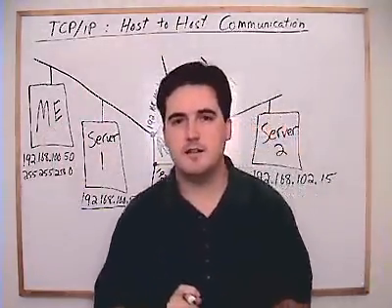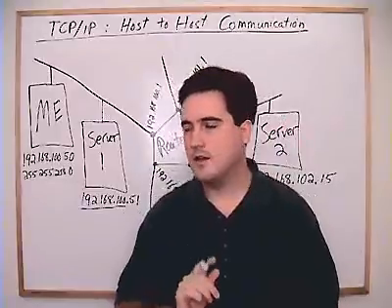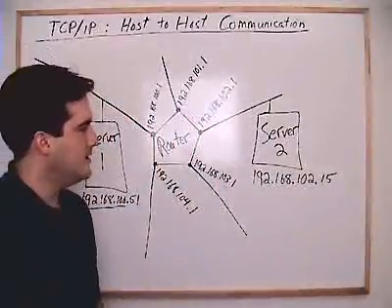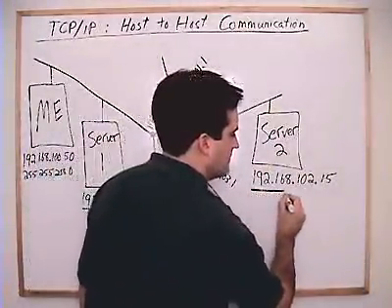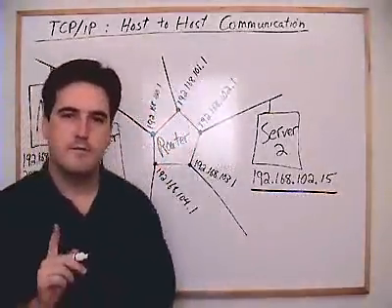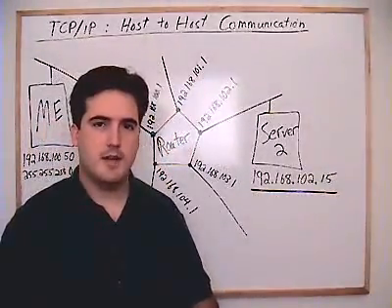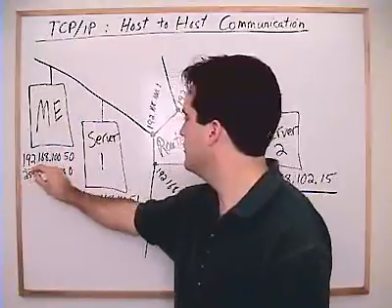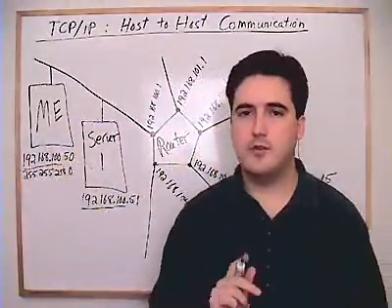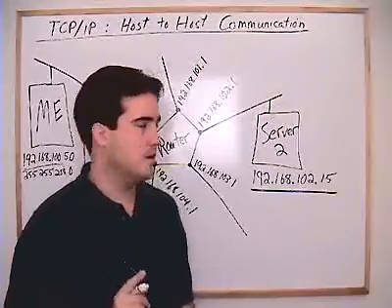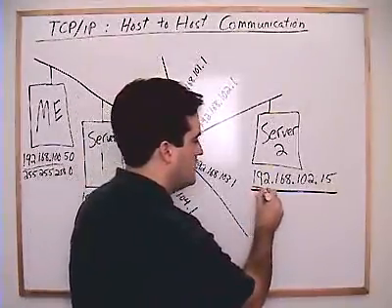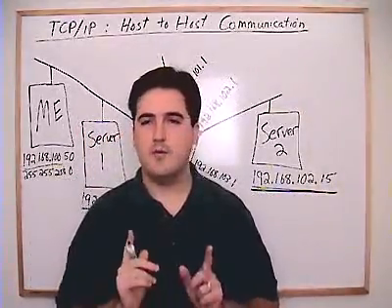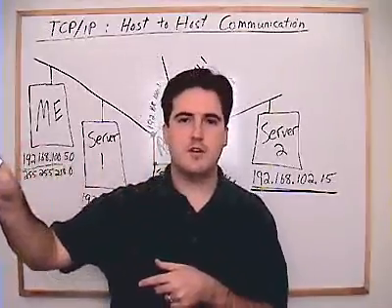Okay, now let's say that I want to communicate with server 2. Okay, so I type in ping space 192.168.102.115. First thing I do is I look at my subnet mask and I determine, based on my subnet mask, that my network is 192.168.100. So now I look at the IP address of the host I'm trying to communicate with, and I see that he is 192.168.102. So he's not on my network. So now what I need to do is send my traffic straight to the default gateway.